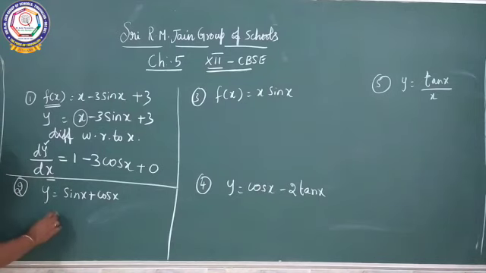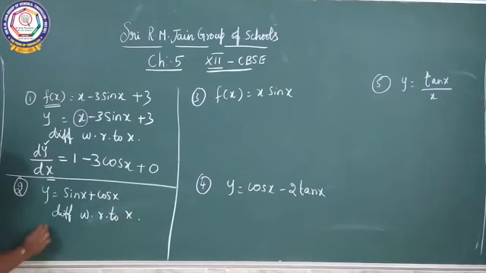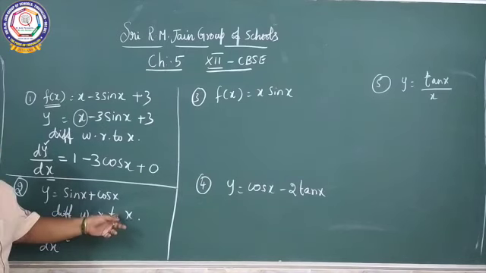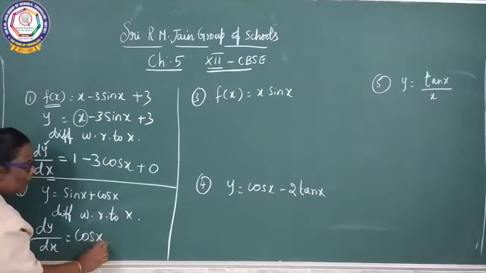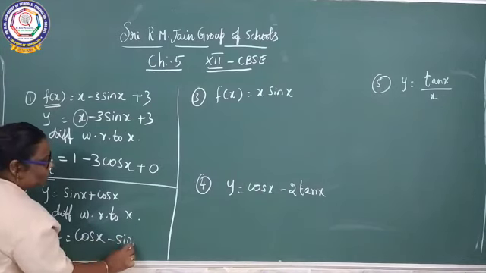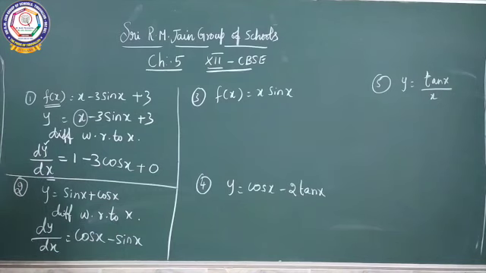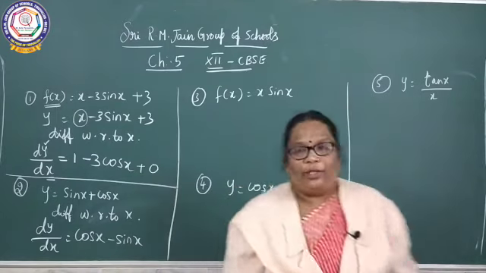The same derivative. Differentiate y with respect to x. So dy by dx. Two terms are there. There is no constant term. Differentiation of sin x, you know very well, is cos x. Good. What is the differentiation of cos x? Minus sin x. Differentiation of cos x is minus sin x. We move on to the next one.